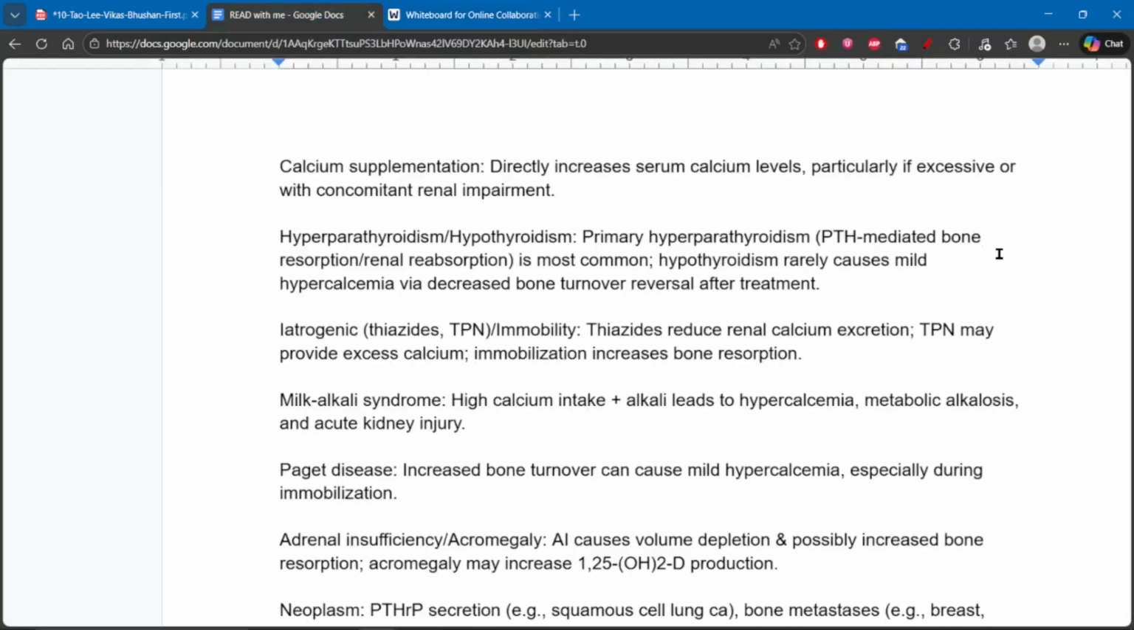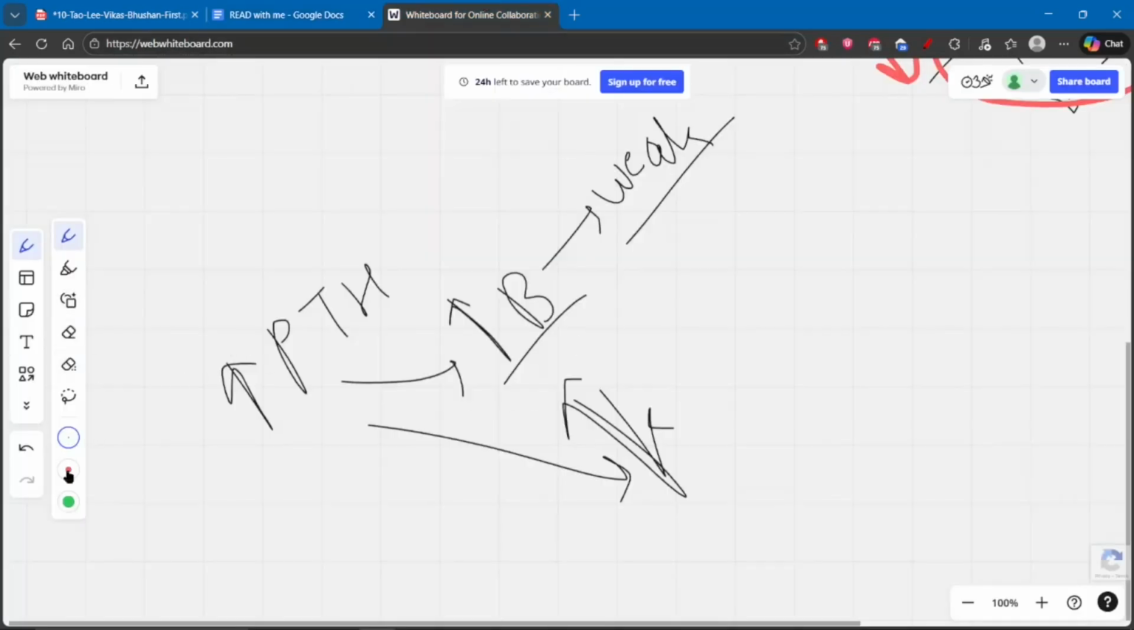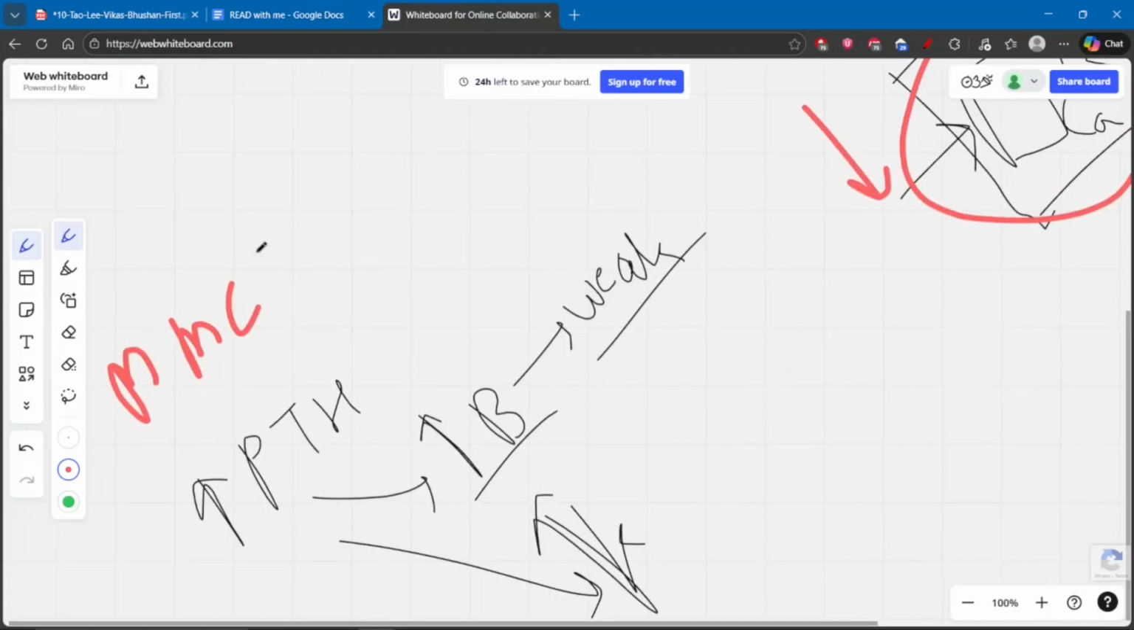So PTH results in increased bone resorption and renal reabsorption, which is the most common reason. So if there was a question of the most common reason for hypercalcemia, that would be increase in PTH.